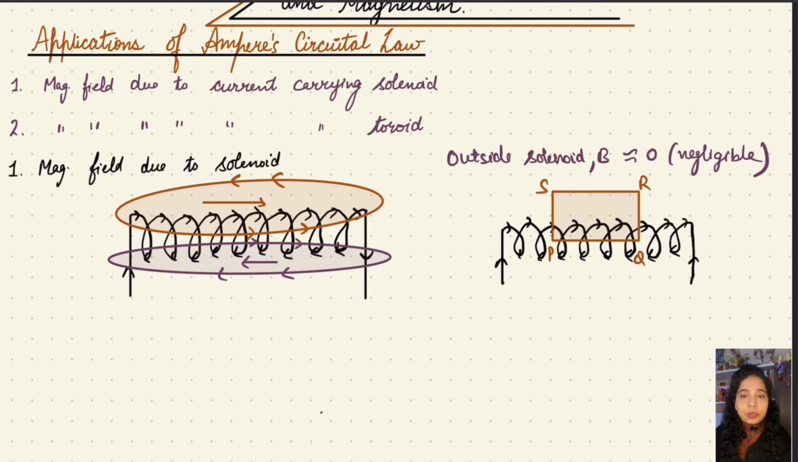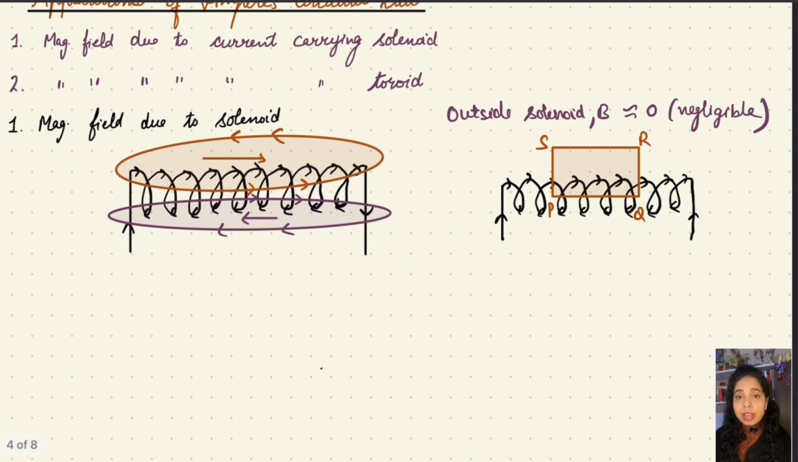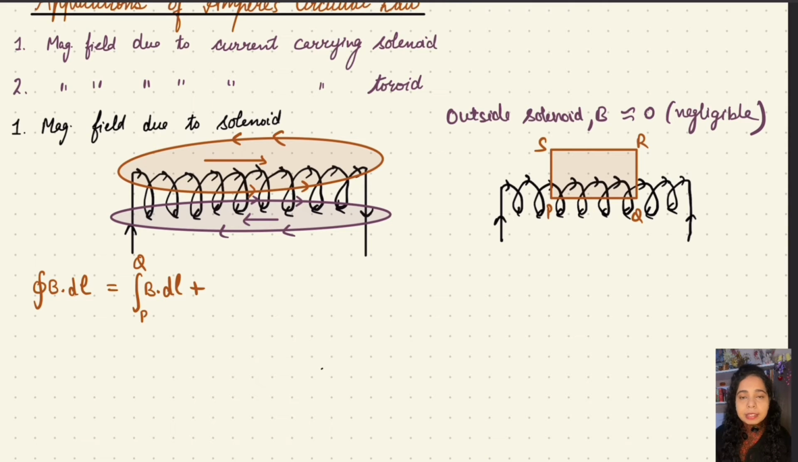And now in order to apply Ampere's circuital law, we have closed integral B dot dl. That means in order to apply Ampere's circuital law, we will have to write closed integral B dot dl is equal to mu naught I. But instead of writing closed integral B dot dl is equal to mu naught I in the first place, first of all, I would like to solve closed integral B dot dl. Let us find out the value of closed integral B dot dl. And in order to find this value, we will divide this closed integral into four parts.